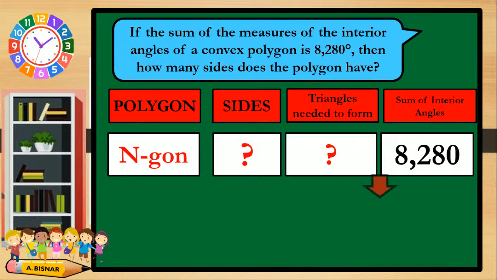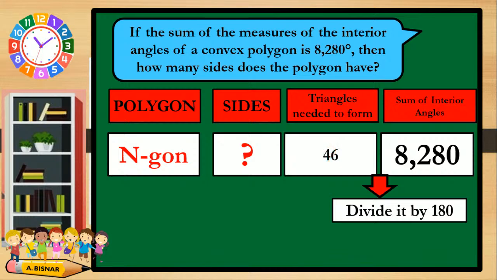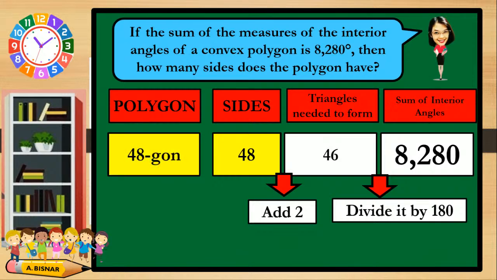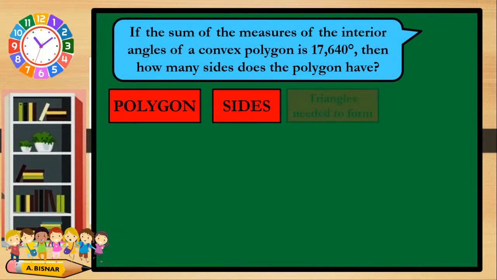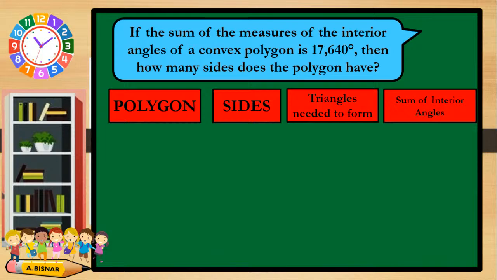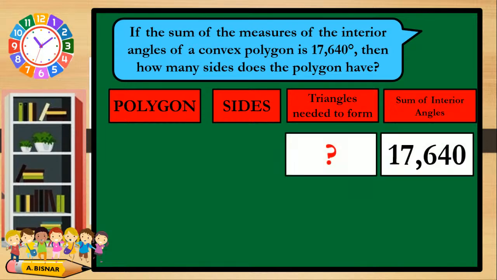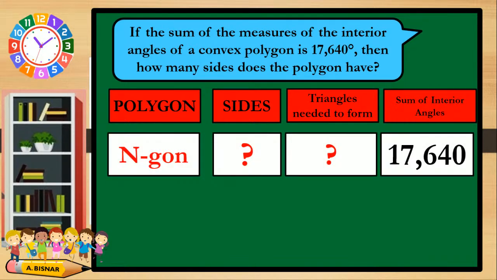Okay, let's check. 8,280 divided by 180, we have 46. So, we will add 2. Therefore, the answer is 48 gon. So, your answers are correct. Last one. Ito, last na po ito. 17,640.